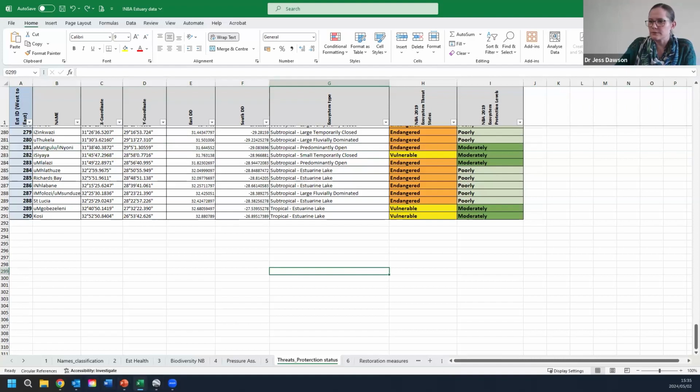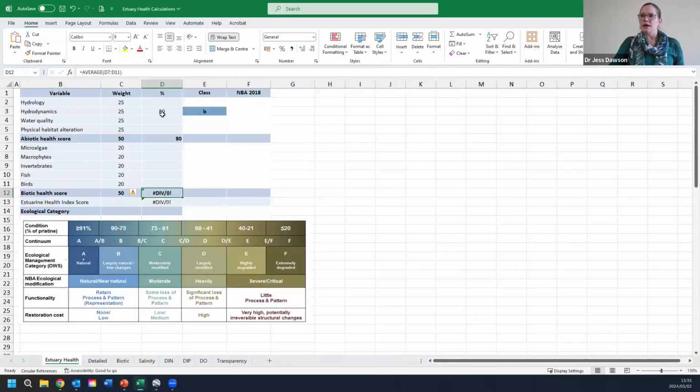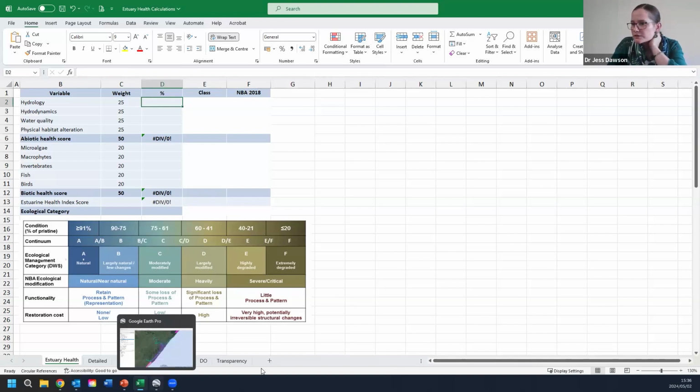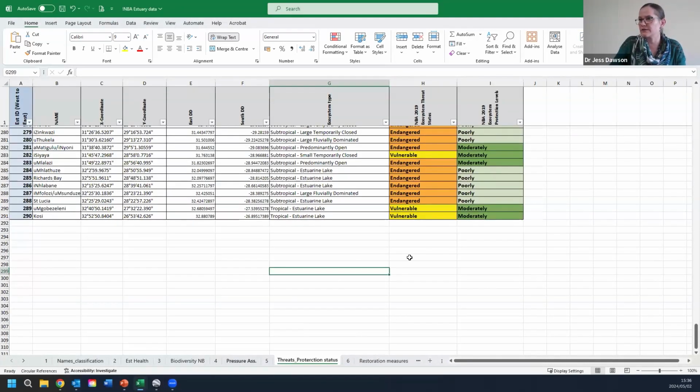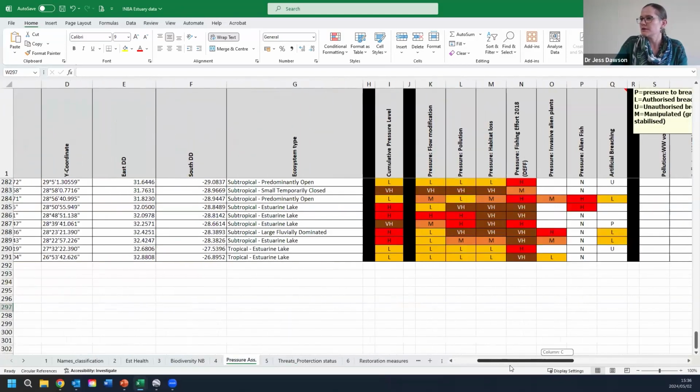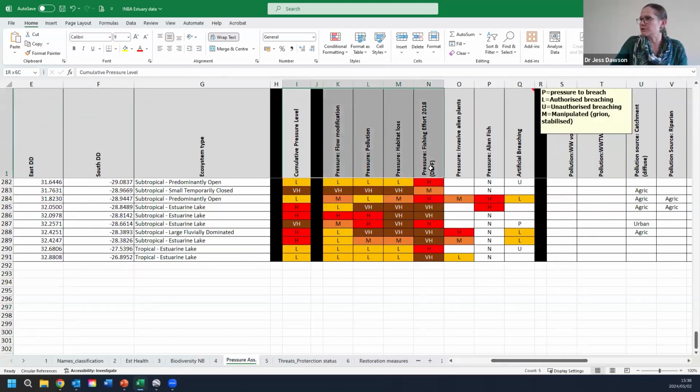So let's go back here. If we want, what I can do is do this as I often, so let's go back to our pressure assessment, look at our main pressures.